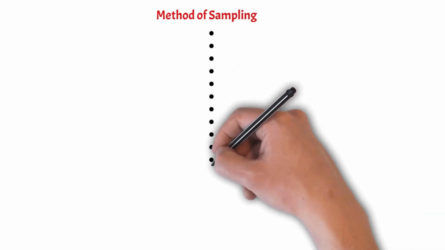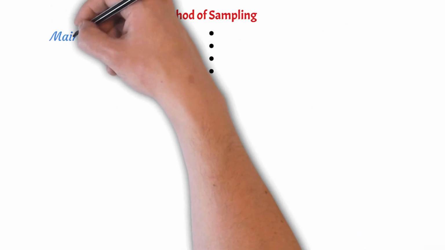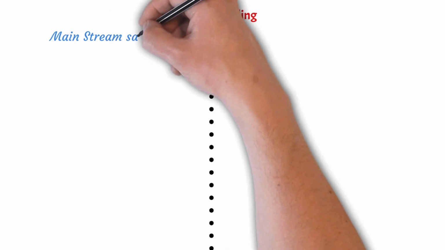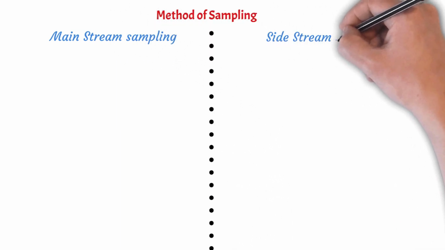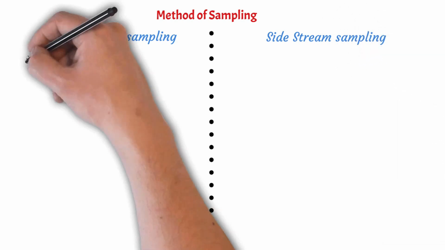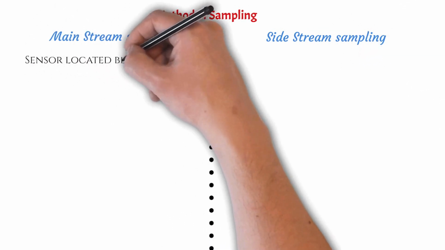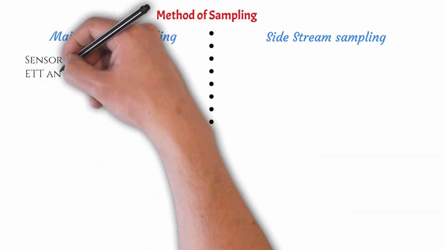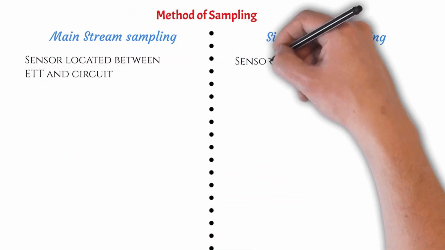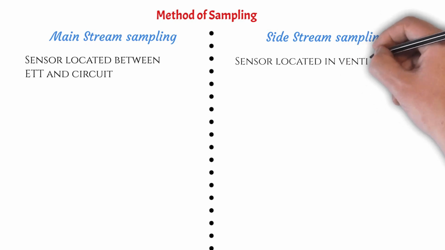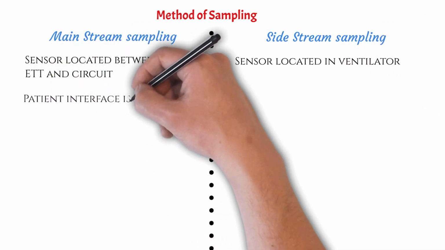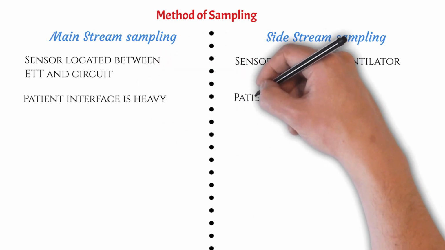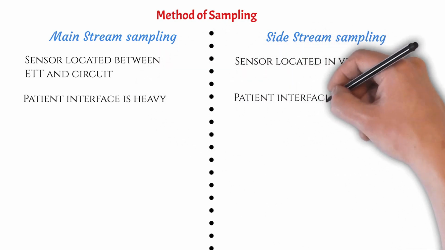Now we will be discussing the methods of sampling of EtCO2. Broadly, there are two types of sampling methods. One is mainstream sampling and another is side stream sampling. In the mainstream sampling, the sensor is located between the ET tube and the circuit, and thus the patient interface is heavy, while in the side stream, the sensor is located in the ventilator, while here the patient interface is light.